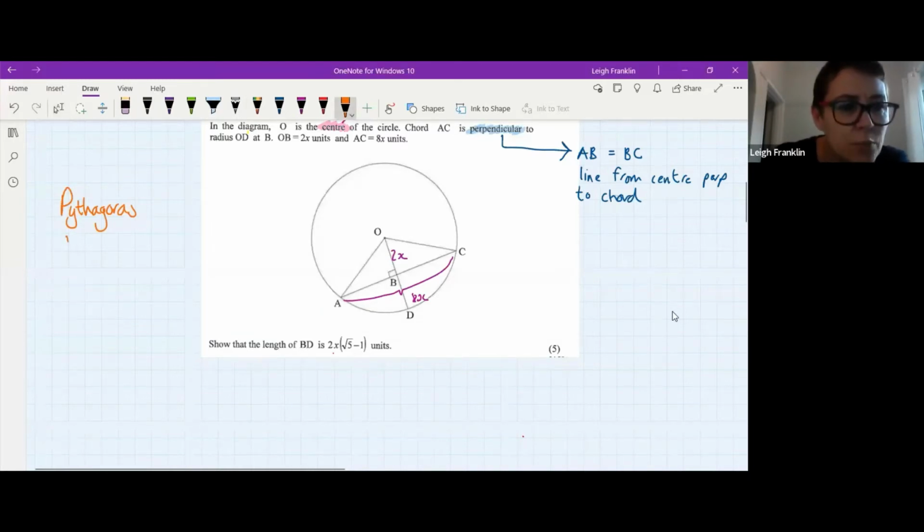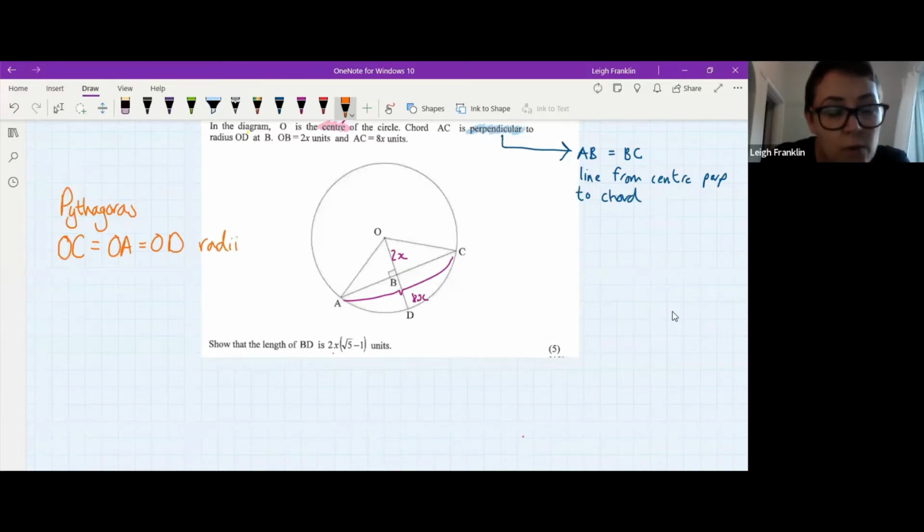The other thing that is important here for us, guys, is that OC, OA, and OD are all the same because they're all radii. That's something that we had already decided in the very beginning. And then I love what you've said, Kamveletu.